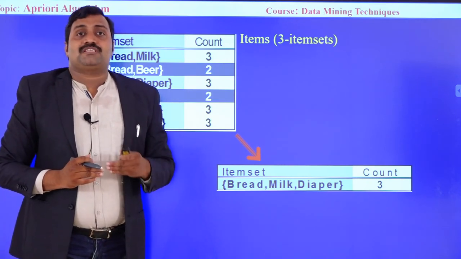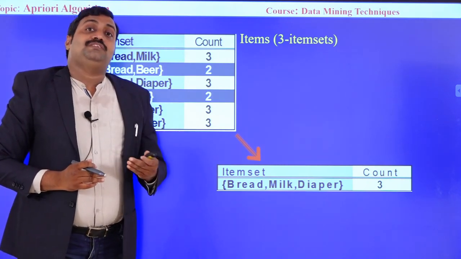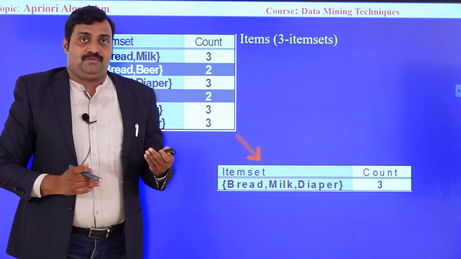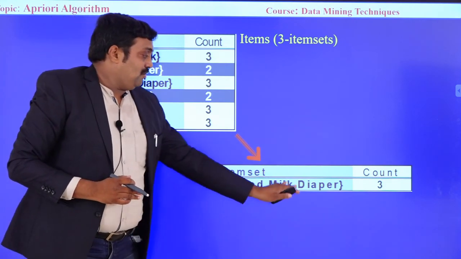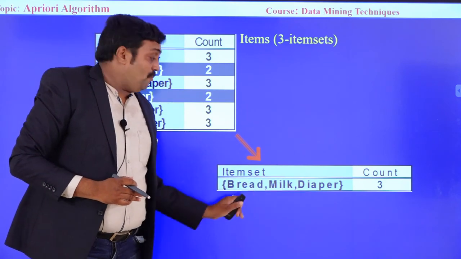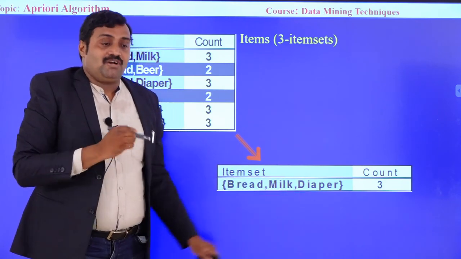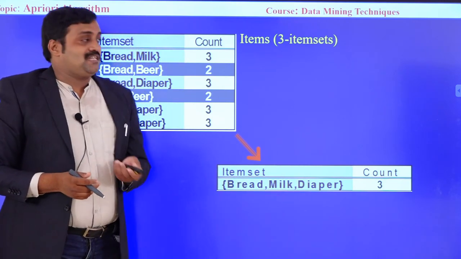Next class we are going to discuss how to generate rules, because bread with milk, bread with diaper, what is the combination we are going to purchase, what is the rule. That is what we are going to discuss in the next session.